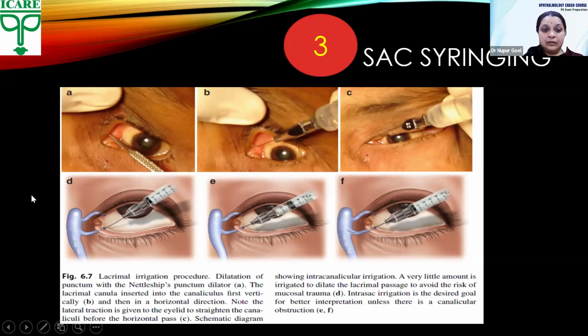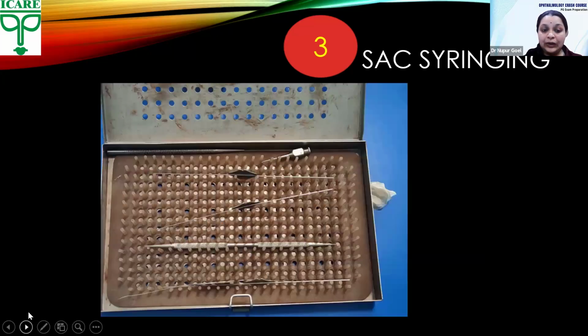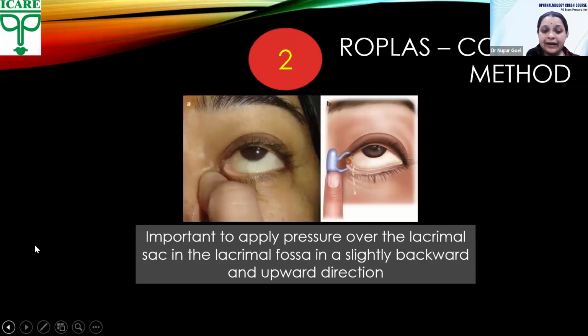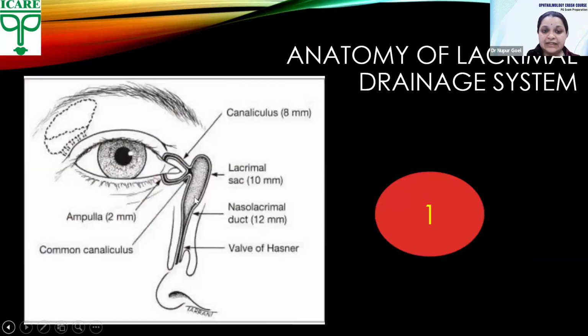One must be aware of the anatomy and the correct procedure. It is a sort of invasive test, but if it's done correctly, it gives you a lot of clues to the kind of obstruction you're dealing with. Coming back to the anatomy, to do a correct lacrimal sac syringing, as we've seen, there's an upper and lower punctum, an upper and lower canaliculus, with a horizontal and a vertical part of the canaliculus.